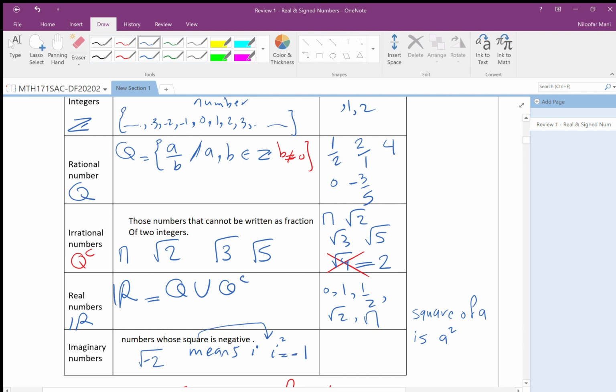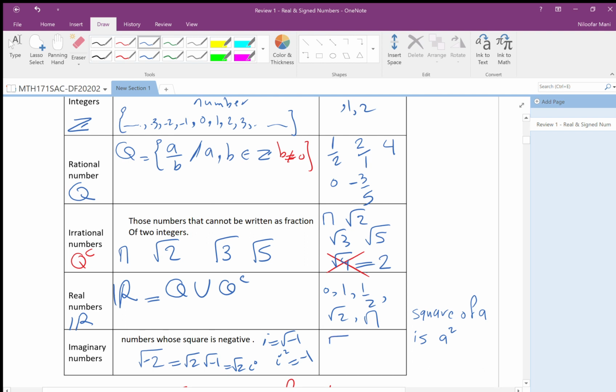So here I can say, for example, this is radical 2 multiplied by radical minus 1, which is radical 2 i. I can say i is radical minus 1, and i squared is minus 1. If I do i multiplied by i, that's i squared. So these numbers are imaginary numbers.